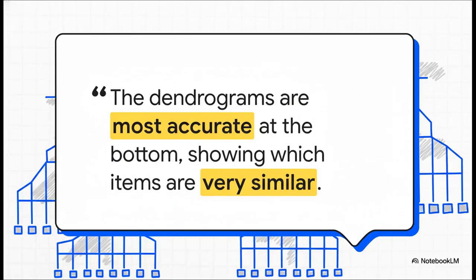Now here's a really crucial point. Why you can get that big picture view from up high. The dendrogram's greatest strength is actually down at the bottom. Those first merges that happen lowest on the chart, those represent the tightest, most reliable, most rock-solid groupings. That's where you can be really confident that those items are practically identical.